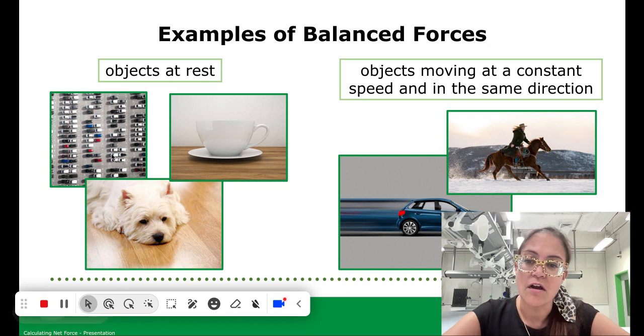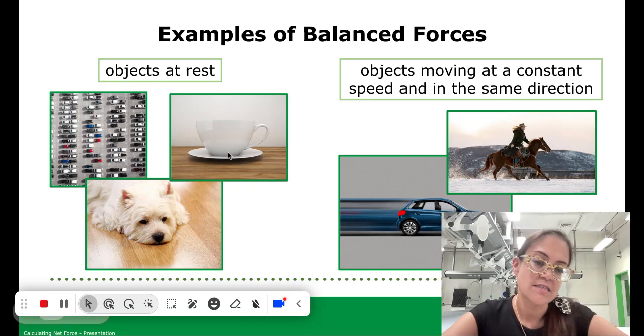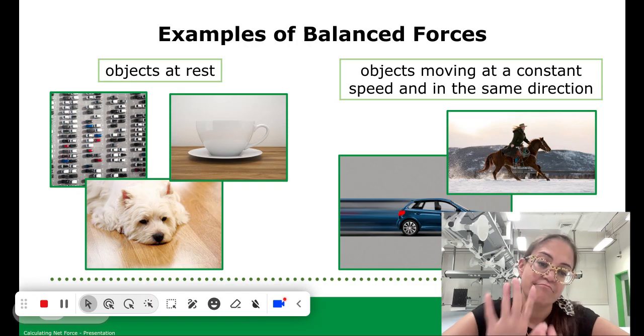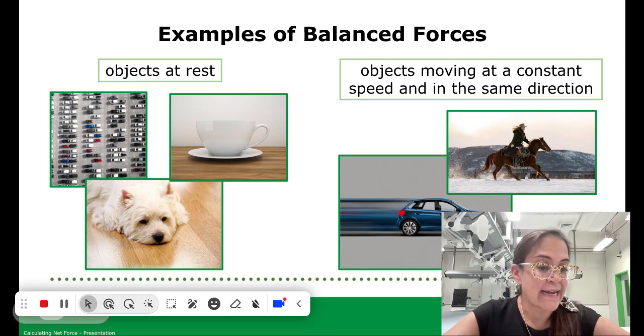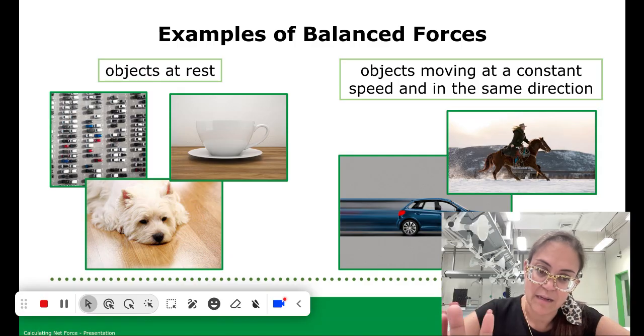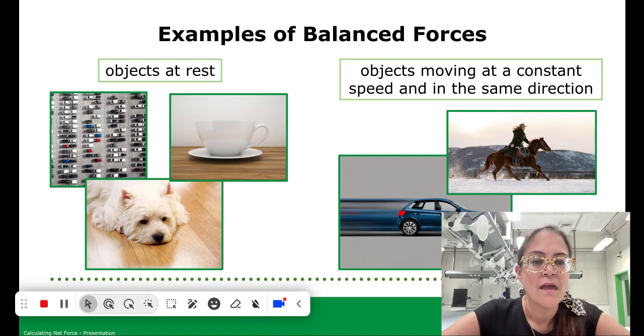So these cars are parked. They're sitting still. They're not moving. Nobody's driving. They're just sitting there. This cup and saucer are just sitting there. This dog is not moving. So he's not running anywhere, but is he actually completely at rest? Well, no, because his heart is beating, his lungs are breathing, but technically he's not completely at rest, but for our purposes he is, because he's not walking anywhere.